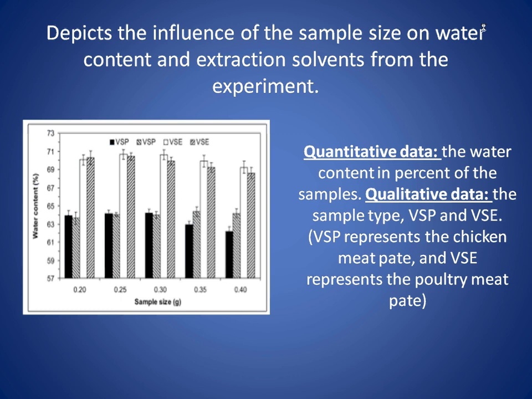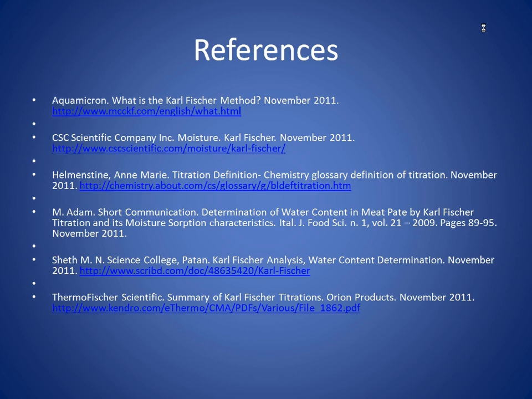Karl Fischer titration is a method used to determine the water concentration in a particular food or drug. This method is the most precise and accurate for this type of experiment.